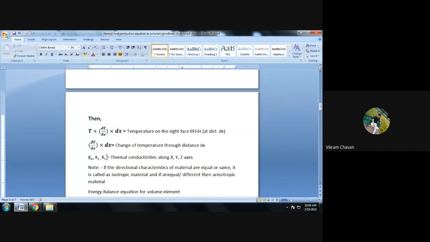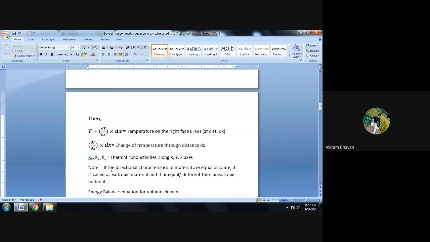Where k suffix x, k suffix y, and k suffix z are the thermal conductivities along the x, y, z axes. Now if the directional characteristics of a material are equal or the same, it is called an isotropic material. What does it mean? If one property of a material, thermal conductivity, is the same in all directions and does not change according to the direction, then it will be called an isotropic material. And if it is unequal or different in all directions, then it will be called an anisotropic material.